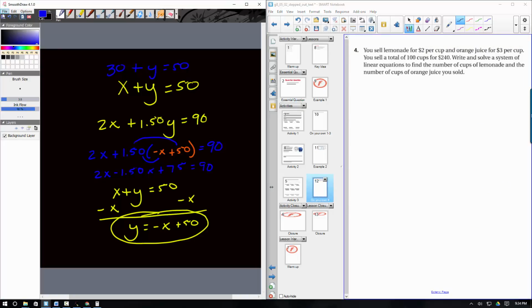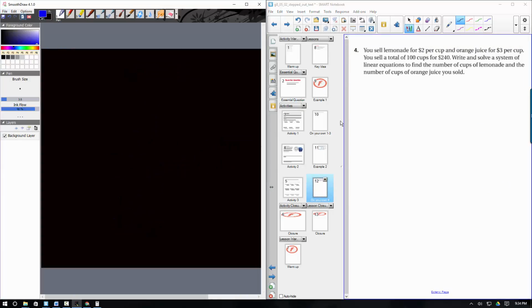So last one we're going to do. So this one says you sell lemonade for $2 per cup and orange juice for $3 per cup. You sell a total of 100 cups for $240. So again, I have my x plus y equals 100. And then I have my 2x plus 3y equals 240.